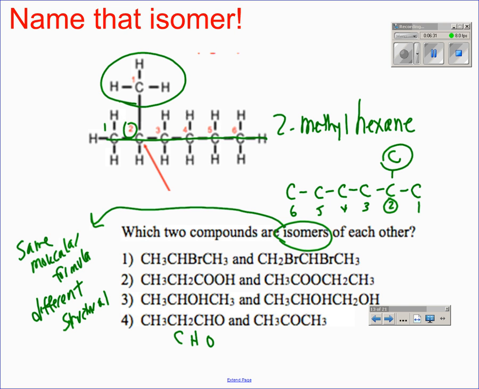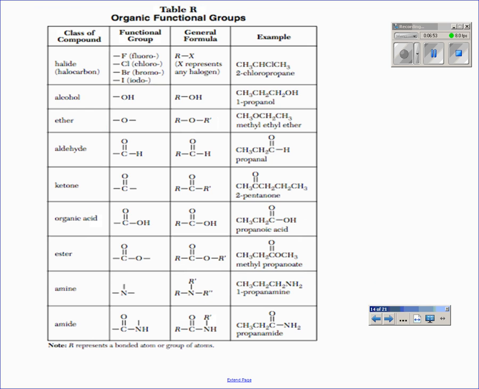So I'm going to show you the answer: 1, 2, 3 carbons, 1, 2, 3 carbons, 6 hydrogens, and 1 oxygen. 6 hydrogens, and 1 oxygen. They have the same molecular formula, different structural formulas.